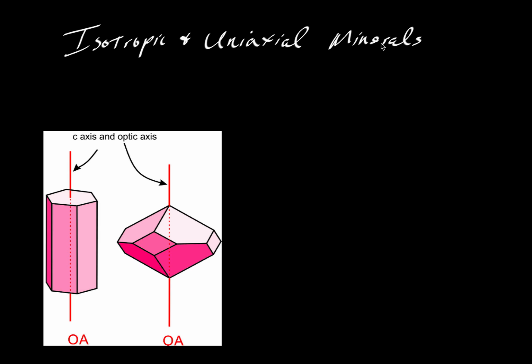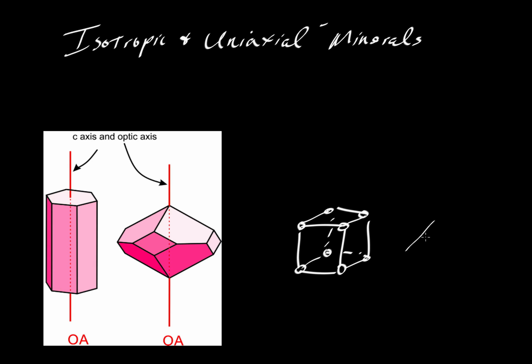Here we're going to take a look at both isotropic and so-called uniaxial minerals. We're going to deal with isotropic first because they're kind of boring. There's not much going on. Let's say we take any mineral that crystallizes in the cubic system, and well, why not? We will draw a cube. So there's a cube. It could be halite.